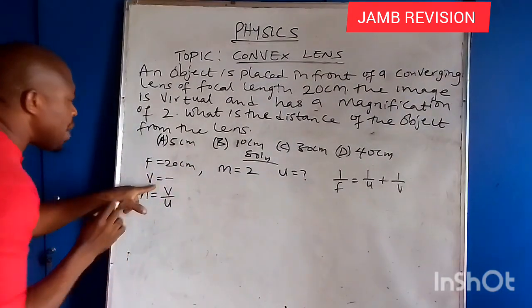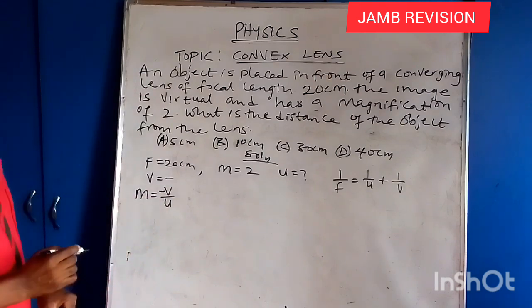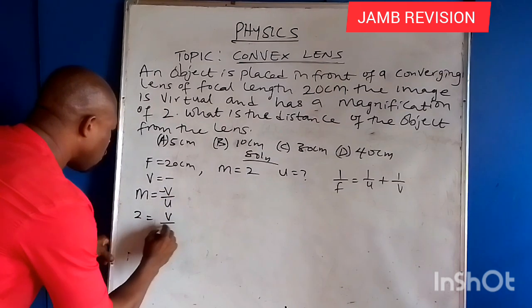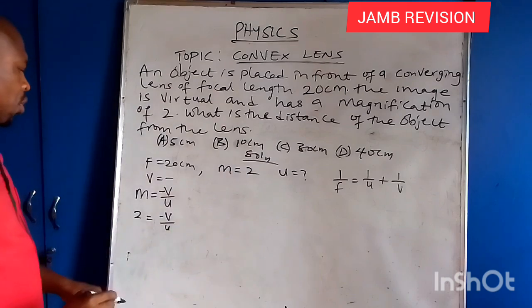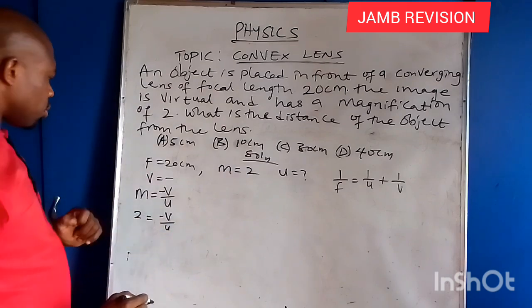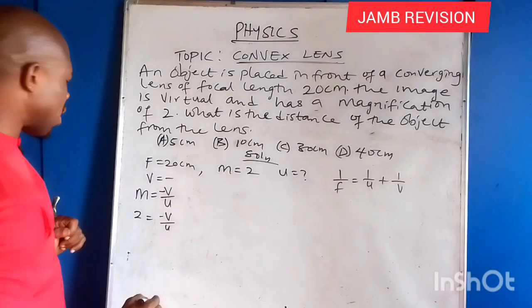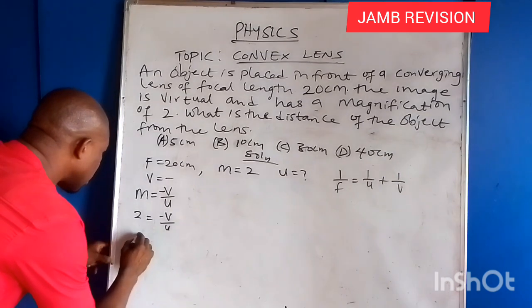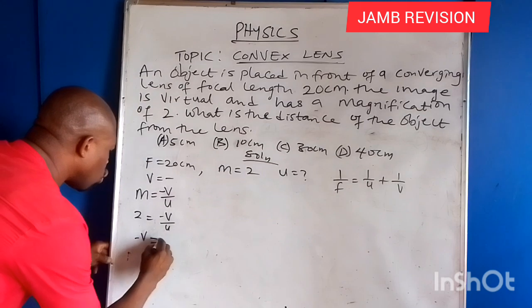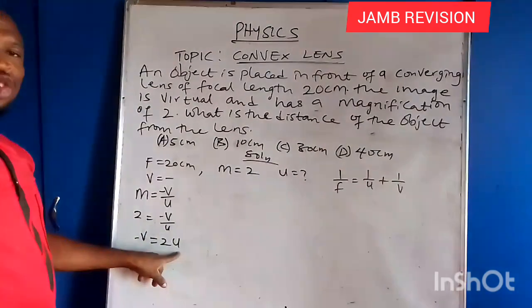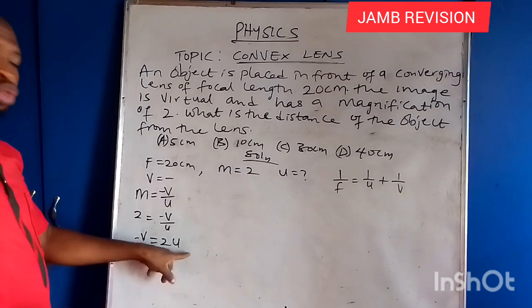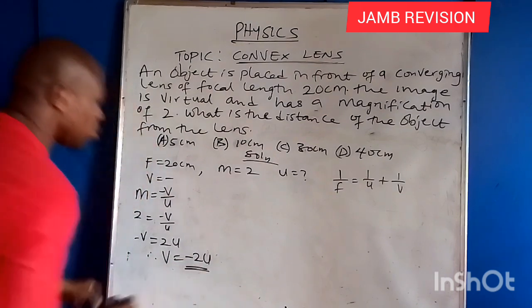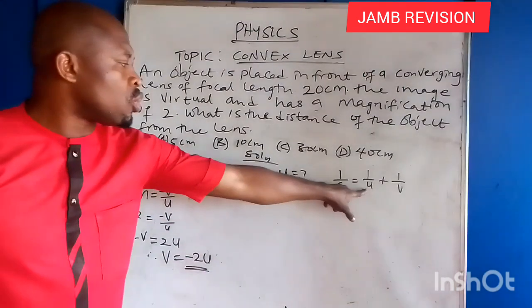Now we have, remember that our V is negative, so we'll bring it here, negative. Now we have 2 equals minus V all over U. Now we're looking for V. Since we don't have V there, we make V the subject. And if we make V the subject, we now have that minus V is equal to 2U. And of course, you cannot have minus V as 2U. Therefore, we can say that V is expressed as minus 2U. Now, we can go into this substitution.